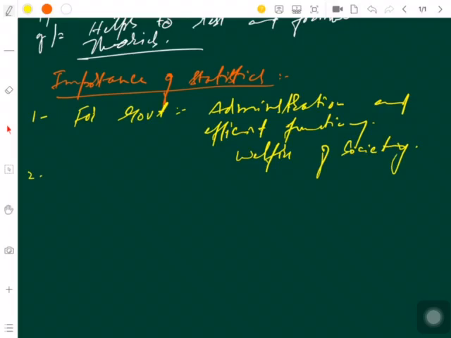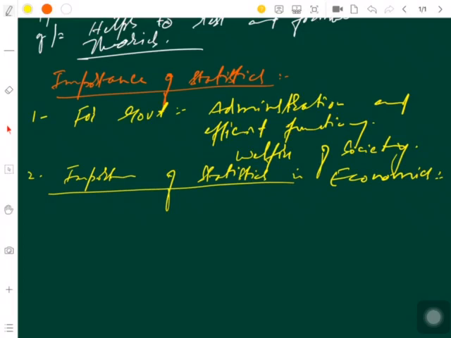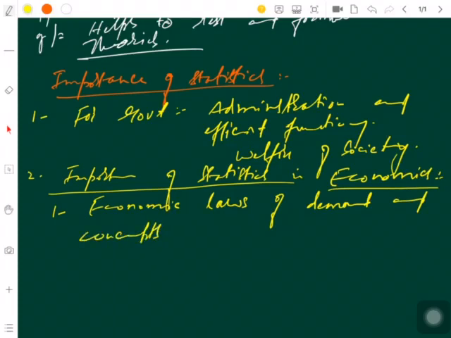Number second, its importance is in economics. Importance of statistics in economics. That's what we are studying basically. This our subject is only statistics for economics. First and foremost, it helps us in making economic laws, say economic laws of demand, supply, and the concepts like elasticity, etc. I'll tell you later on what is elasticity, what are the laws of demand, what are the laws of supply.